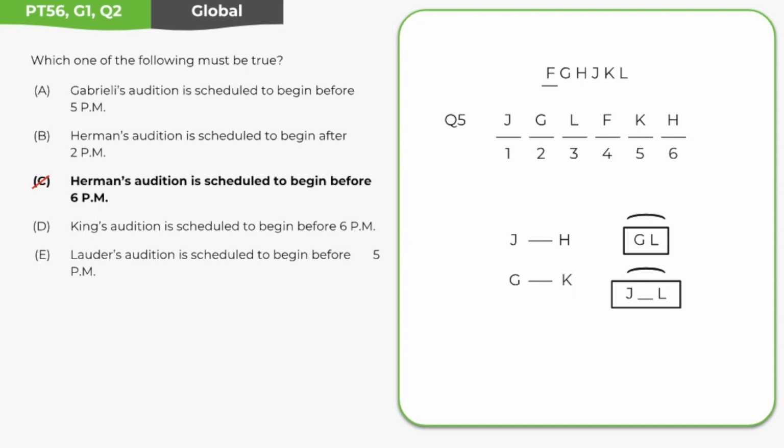Answer choice D, K's audition is scheduled to begin before 6. Well, we have that, so we can't eliminate it. L's audition is scheduled to begin before 5. We have that, can't eliminate it. We might also look at the first question that we looked at. In that case, it went J, G, L, H, K, F, 1 through 6, and we might be able to use that to make further eliminations.